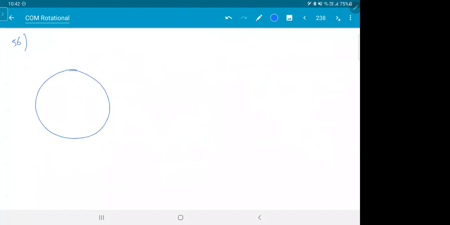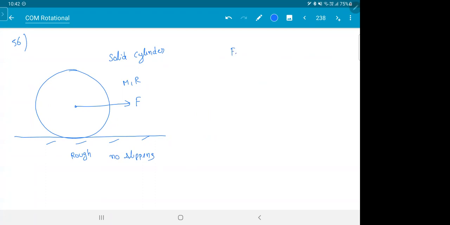Now you guys try the same question. This time it is a solid cylinder. Hope everyone remembers the moment of inertia of a solid cylinder, M and R. Someone is pulling from the center now, F. The ground is rough, there is no slipping. Find A and alpha. Similar question, instead of the top, I kept it in the center. Instead of a sphere, I kept a solid cylinder. Everything else is the same. Find A and alpha. I'll give 2 minutes.